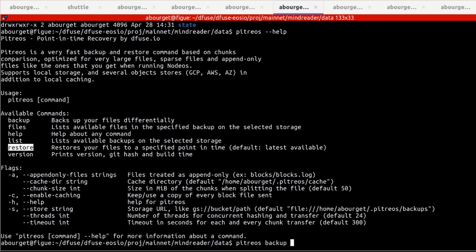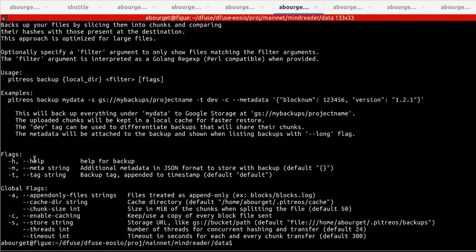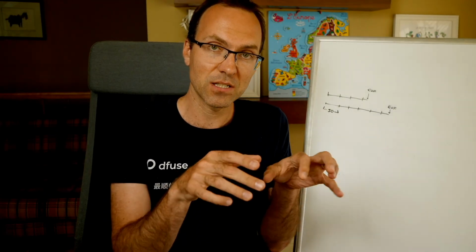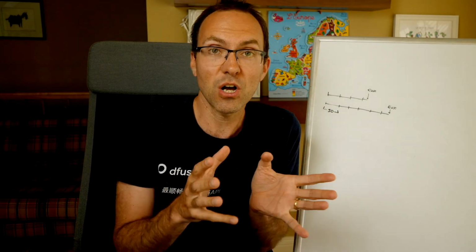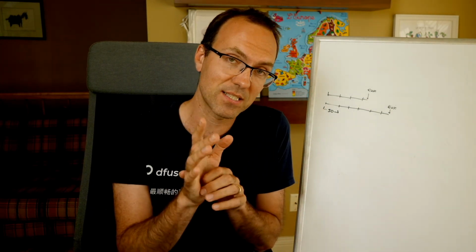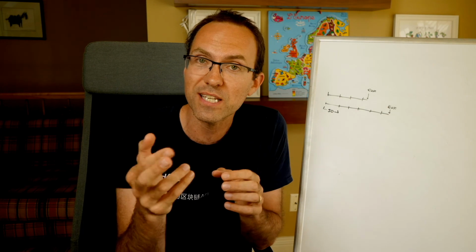So let's try here for backup. What you would see, you can add a tag, add some metadata. It's going to be stored like something like that, the block num, whatever, for programmatic. This is offered as a standalone command line tool, works very well, but you can also have it as a library, and actually this is all bolted in ManageEOS and the mind reader.